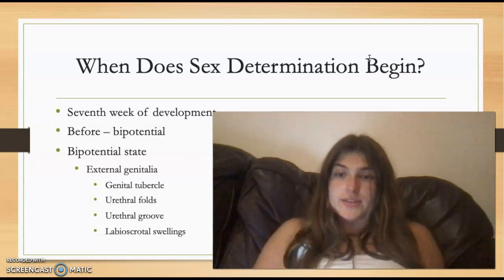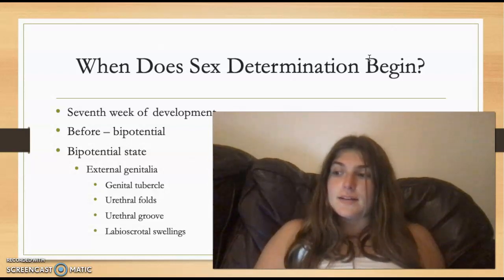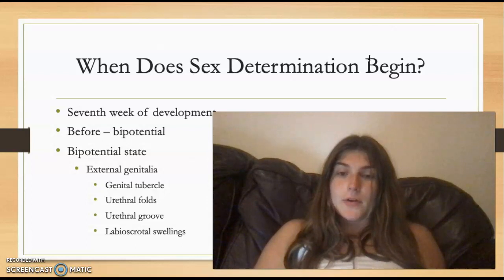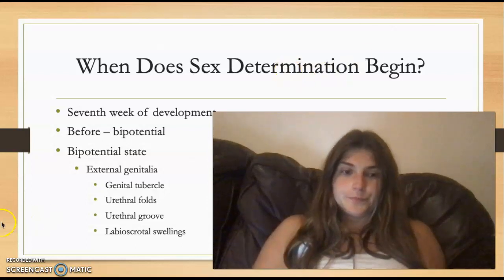When in a bipotential state, the external genitalia consist of the genital tubercle, urethral folds, urethral groove, and the labioscrotal swellings.